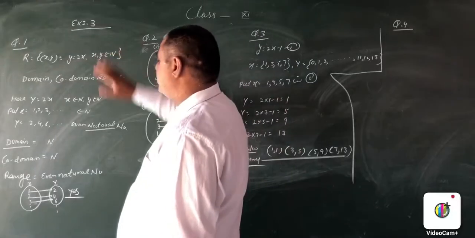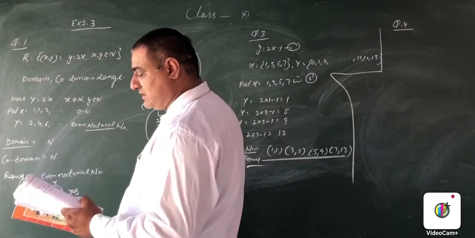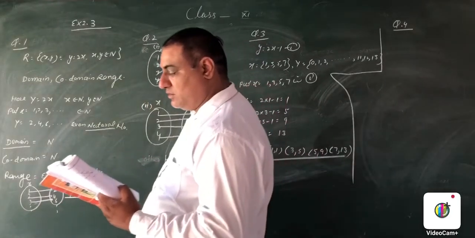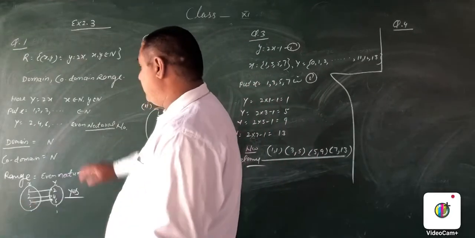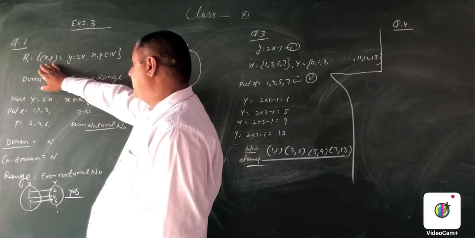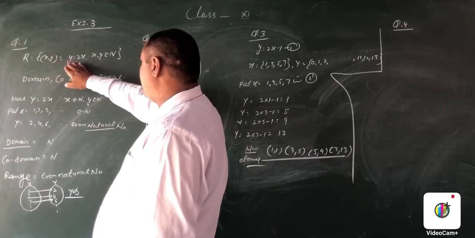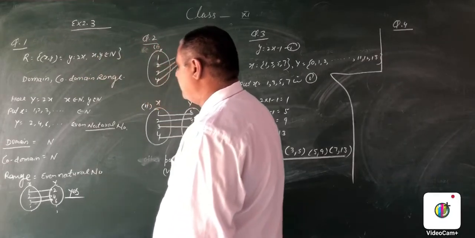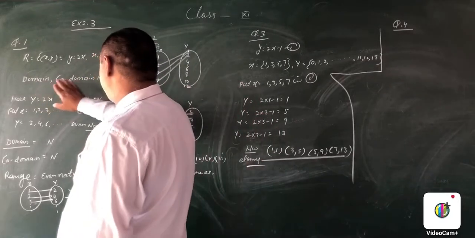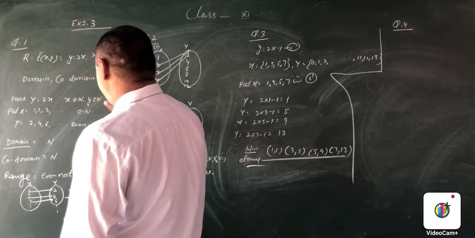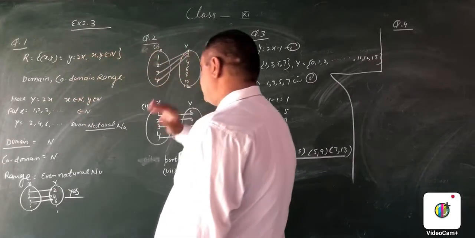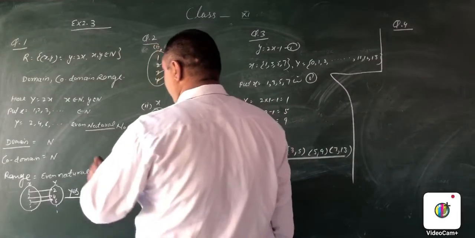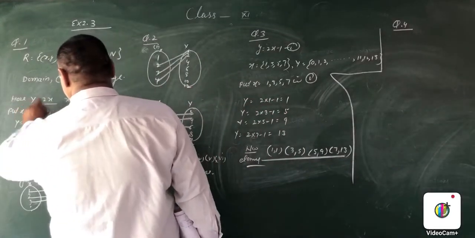Let's discuss exercise 2.3. The first question: let N be the set of natural numbers and the relation defined on N such that R is the set of (x, y) such that y is equal to 2x, where x, y belong to natural numbers. We have to find the domain, codomain, and range of the function, and also tell whether this is a function, yes or no. So now the given relation is y is equal to 2x.